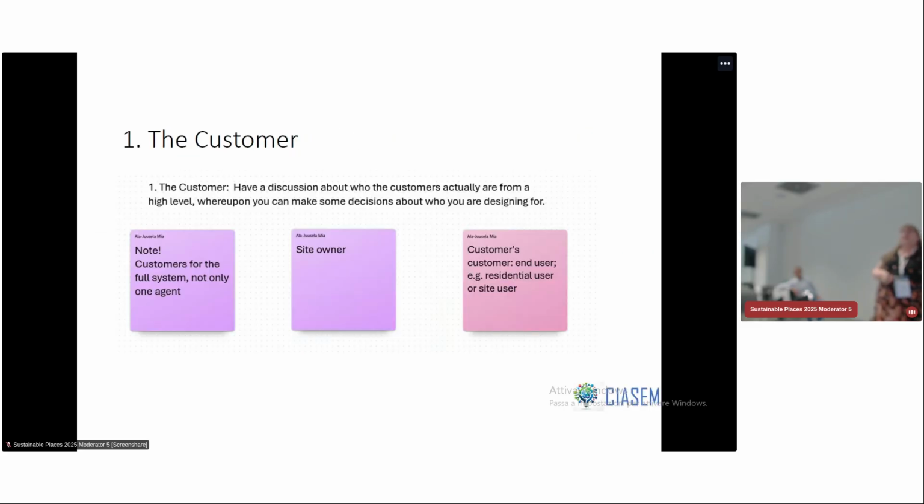And then we decided that it would be the site or facility owner who is the main customer. It's also important in this case to recognize the customer's wishes and hopes, because that's basically what their job is.